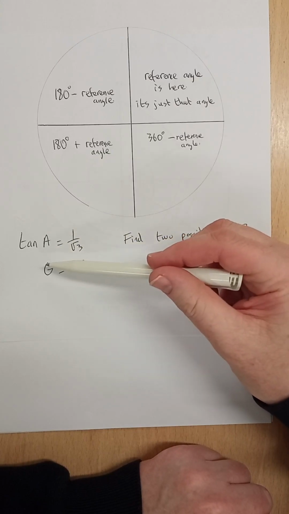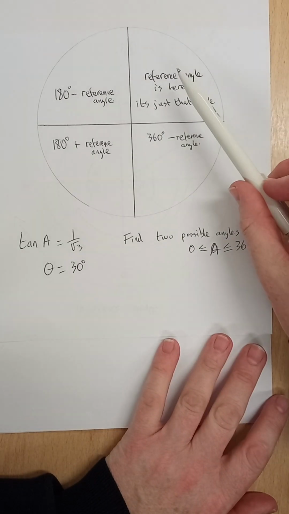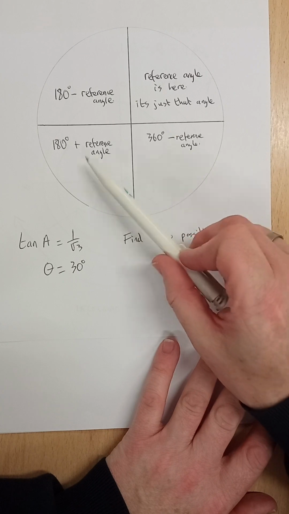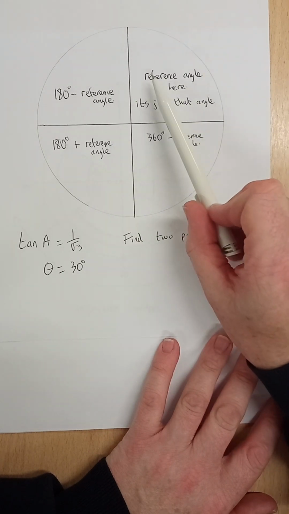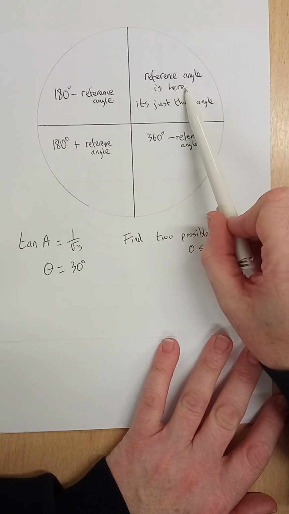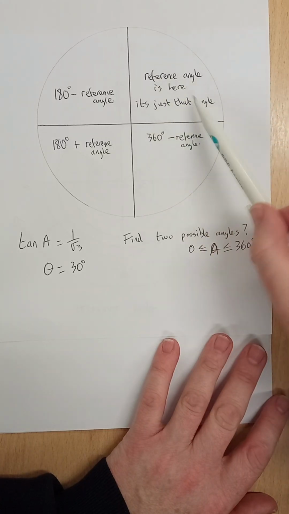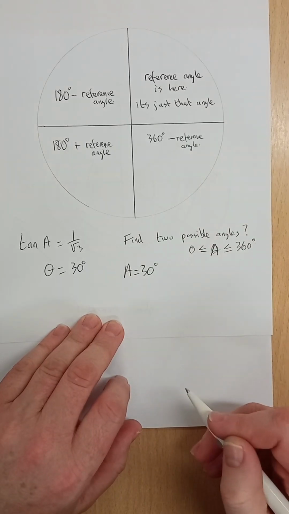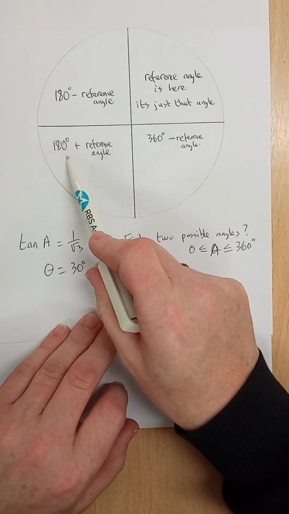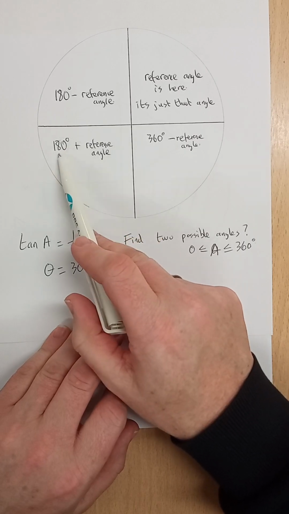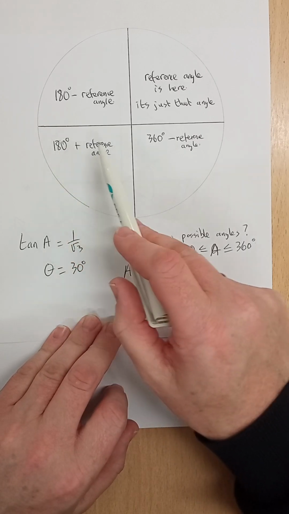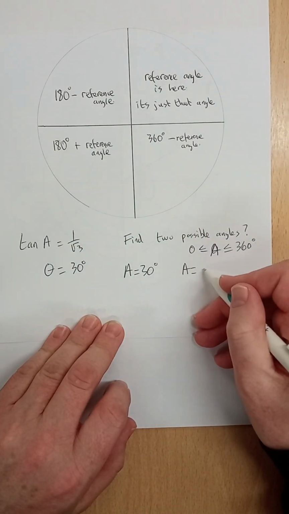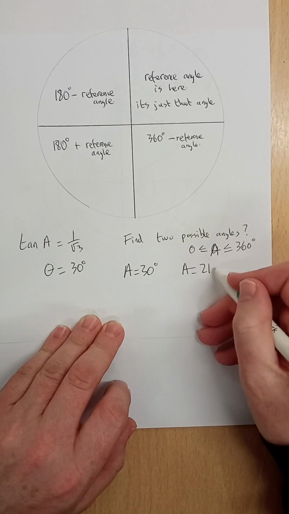So now where is tan positive? We know that tan is positive in the first and in the third quadrant. Well, let's read what it says. If the reference angle is in the first quadrant, it's positive in the first quadrant. It's just that angle. So one of A could be 30 degrees. But tan can be positive here. So what does it say to do? If it's in this quadrant, I add the reference angle to 180. So A could be 180 plus 30, which is 210 degrees.